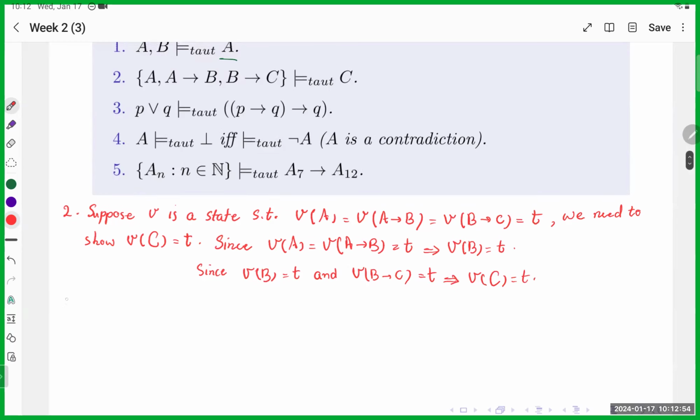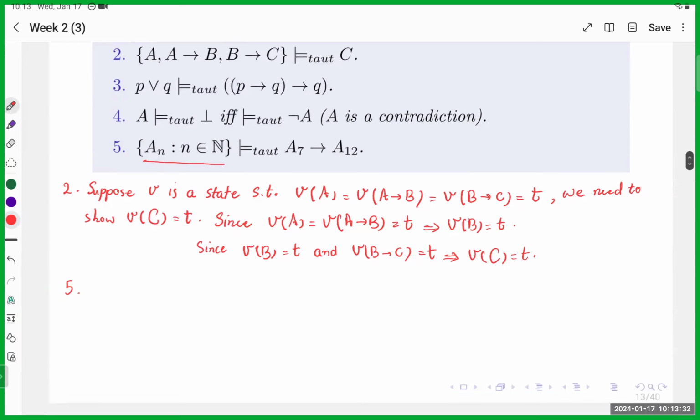For the 5th one, note that this looks a little bit different, but it's basically trivial. Here we have infinitely many hypotheses. A1 is a hypothesis, A2 is a hypothesis, A3 is a hypothesis, and so on, right? I wrote this so that you know that the set of hypotheses doesn't have to be a finite set. Now, for example, you can tautologically imply A7 implies A12. How do you show this?